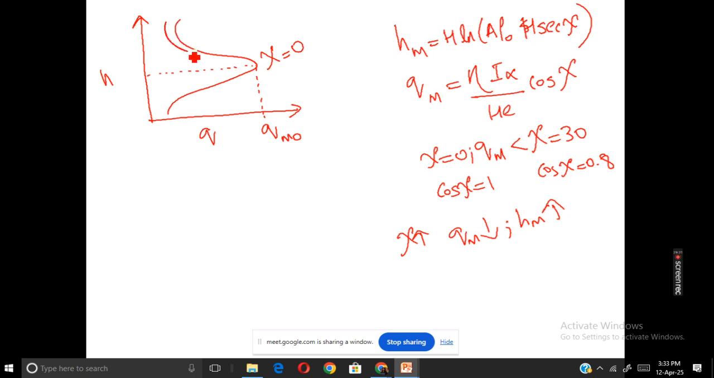Suppose this is the curve for chi is equal to 0. Hm is lower, whereas Qm is higher. This is chi is equal to 30. Now we further increase it maybe to 45. This is the height, which is higher than these two. So as the Zenith angle is increasing, the Qm keeps on decreasing, whereas the height at which the peak production occurs is increasing.